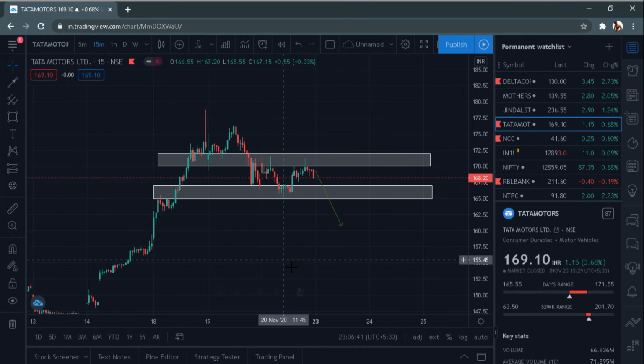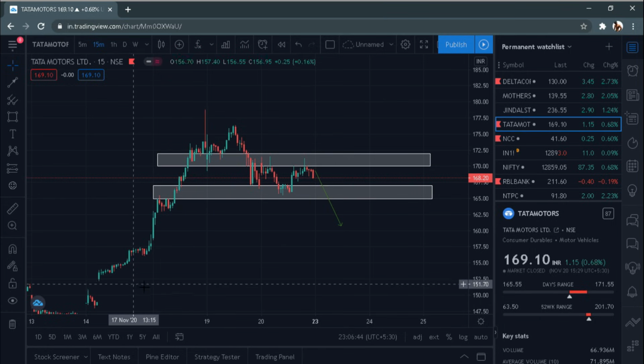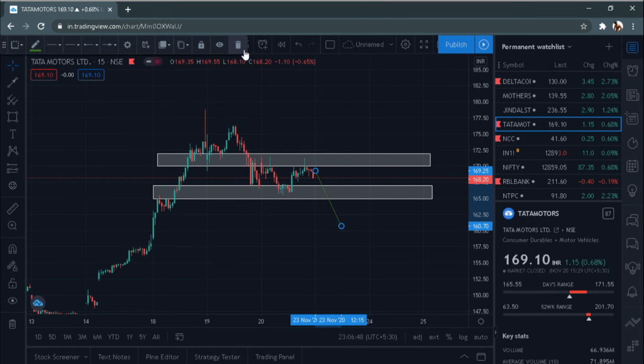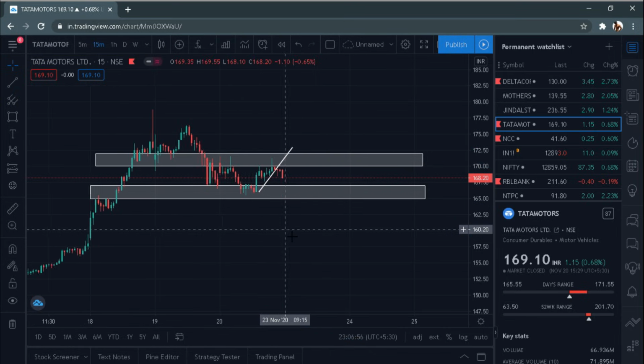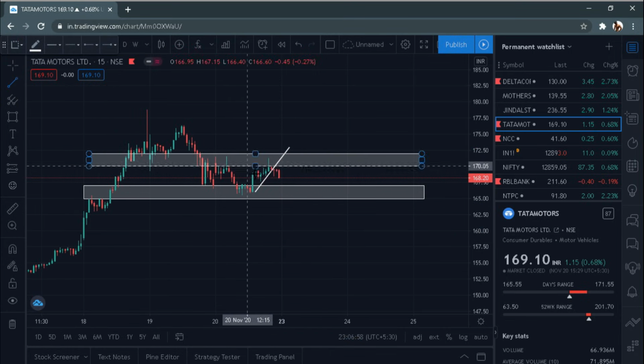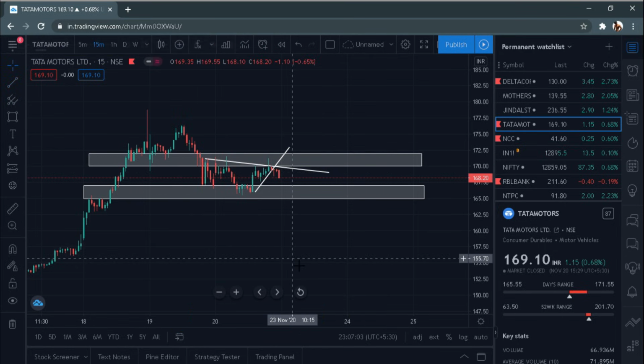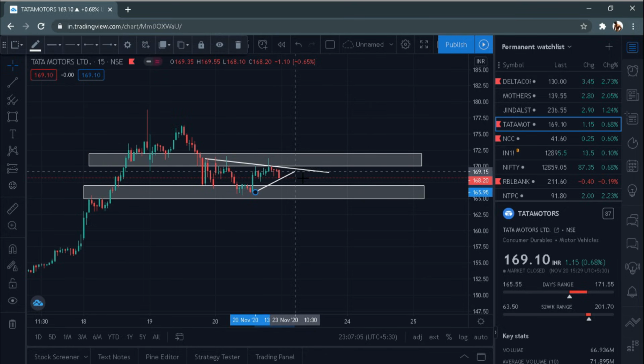So this was the analysis for Tata Motors. You can see I identified the trend. I marked out key support and resistance levels. And currently in this short area, it is kind of difficult to draw a trend line because you really don't have much to see. But you can still draw a couple of trend lines and identify the trend. I can draw a trend line like this. So you can still identify trend lines.